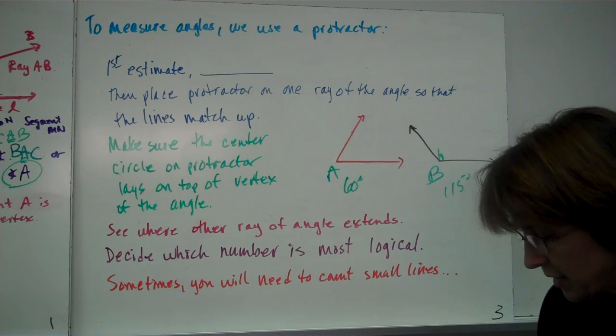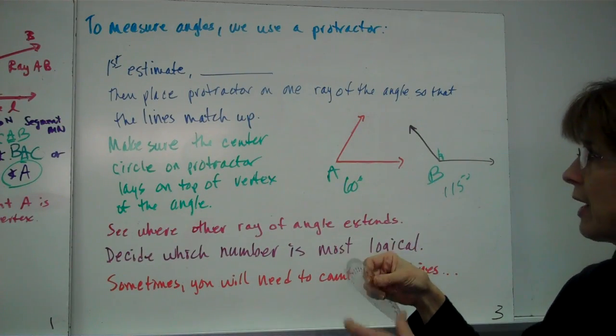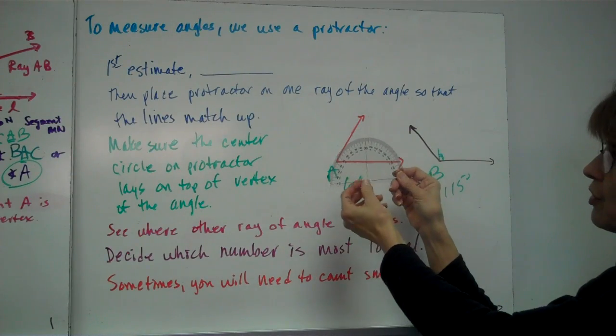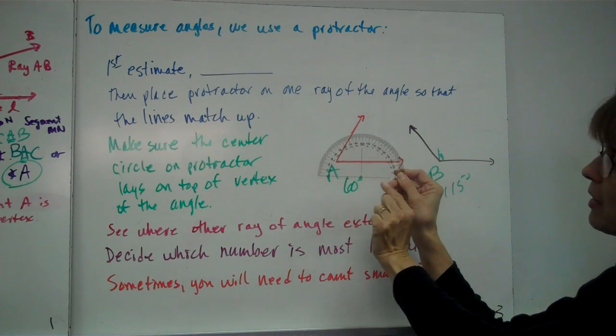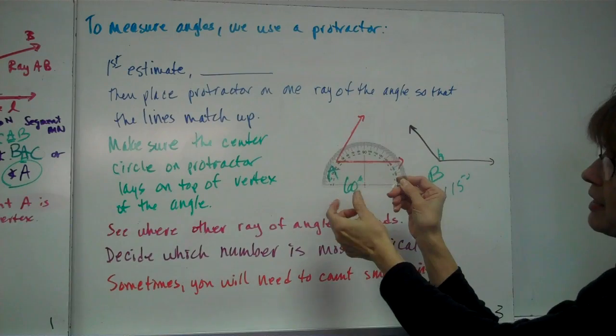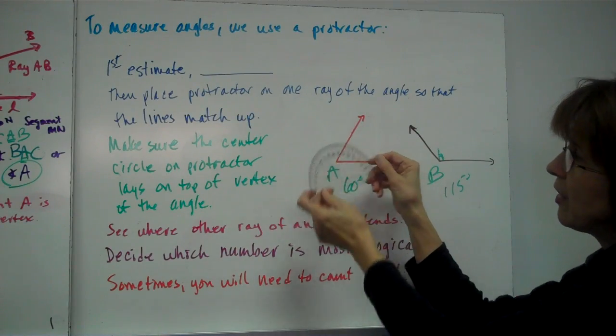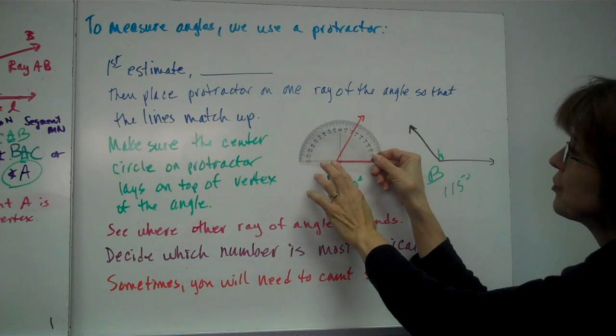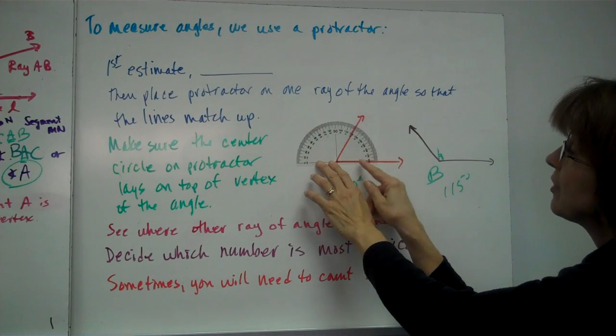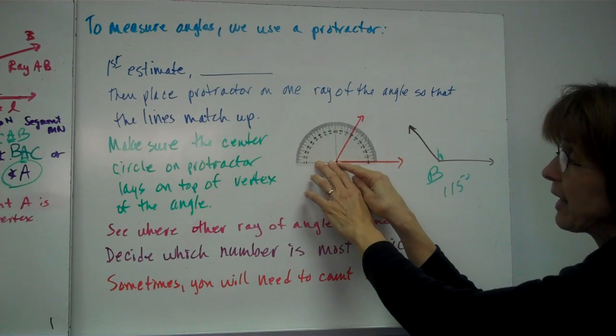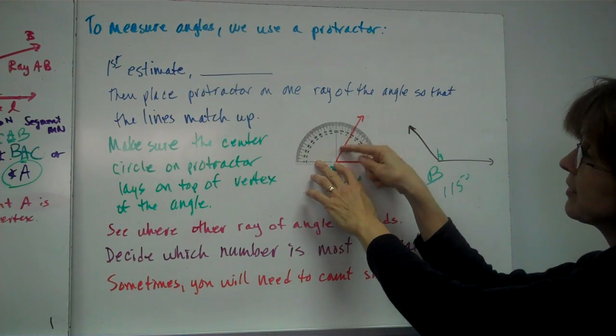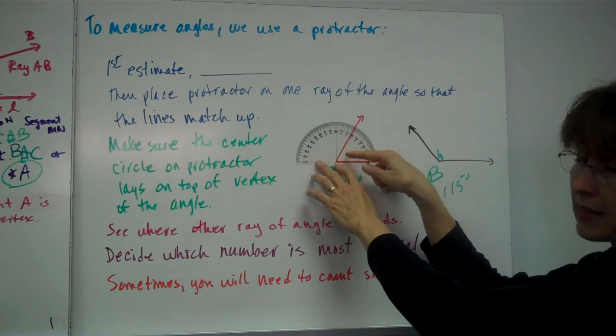Then what you want to do is place the protractor on the ray of the angle. There's a long line at the bottom of the protractor, and then you have a dot. So you put that long line on there, and you make sure the center circle of the protractor is, as much as you can, on the vertex of that angle. And then you see where the second ray extends.